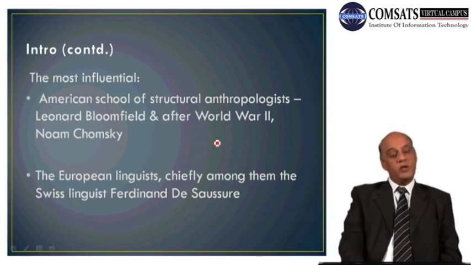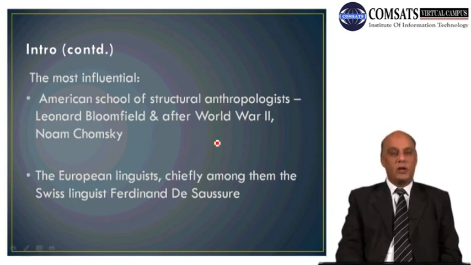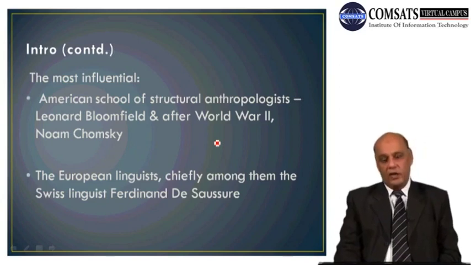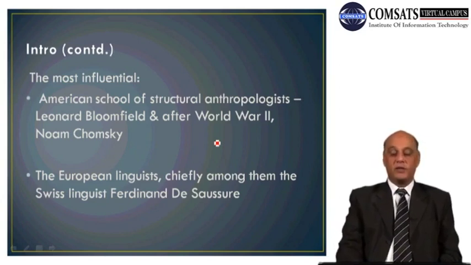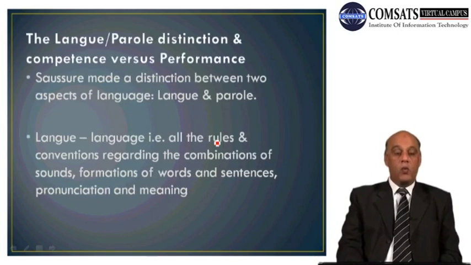First of all, we see that there are two most influential groups of linguists: the American school of structural anthropologists like Leonard Bloomfield, and then after World War II we see Noam Chomsky dominating. Then we had the other group, the European linguists, chiefly among them the father of modern linguistics, Swiss linguist Ferdinand de Saussure. Now what was basically the concept of modern linguistics? One of the fundamental terms was the Langue parole distinction, or competence versus performance.